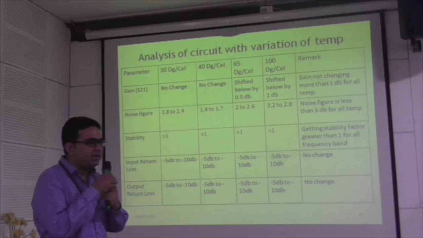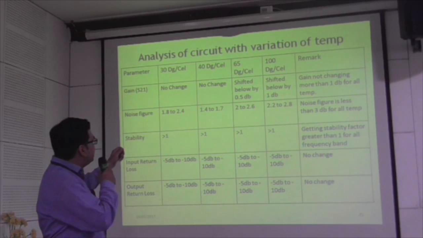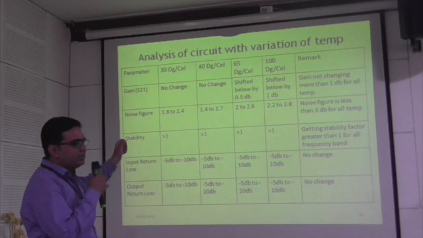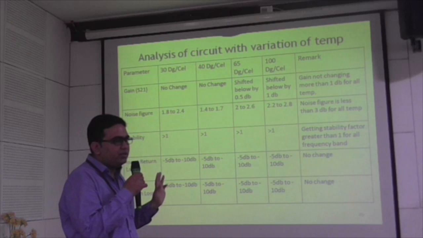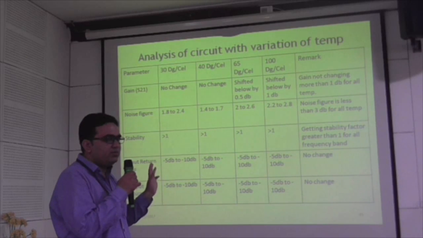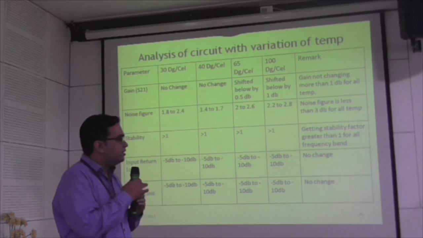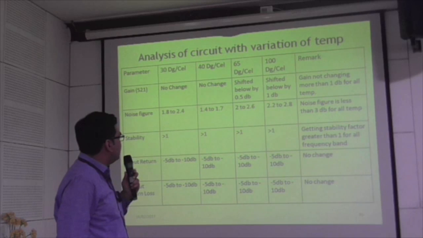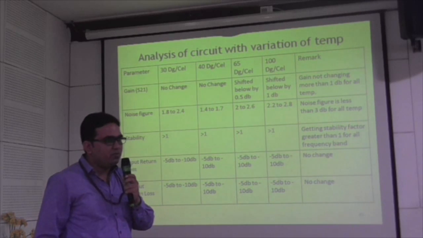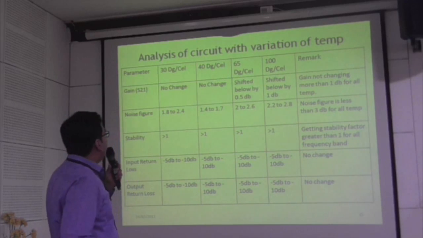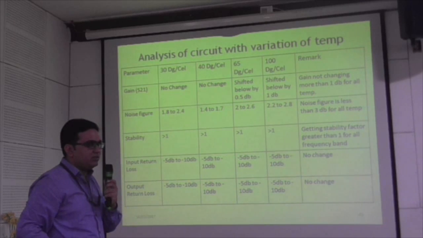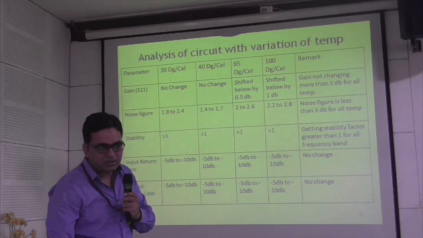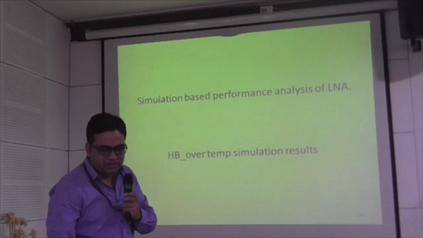So this is the comparative chart. When we change the temperature, like 30 degrees Celsius, 40 degrees, 65 degrees and 100 degrees Celsius, the gain is not changing more than 1 dB. So the performance of the LNA is not changing with the change of temperature. I mean, it can work at any temperature. And the noise figure is also not changing much because it is less than 2.8 dB. Any temperature means step by step 30 degrees, 40 degrees, 65 degrees and 100 degrees. I have done the LB simulation over there.